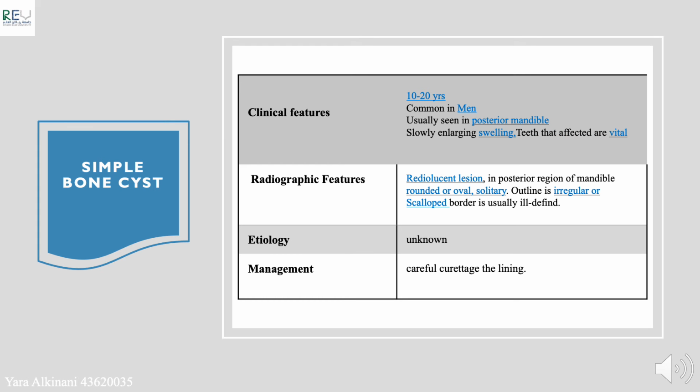I'll be continuing the differential diagnosis. Simple bone cyst, clinical features: 10 to 20 years old, common in men, usually seen in the posterior mandible, slowly enlarging swelling, and teeth affected are vital. Radiographic features: radiolucent lesion in the posterior region of the mandible, rounded or oval and solitary. The outline is irregular or scalloped and the border is usually ill-defined. Etiology is unknown and the management is careful curettage of the lining.